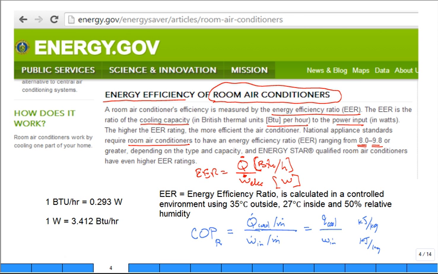What is the relationship between this EER and the COP, refrigeration? To go back and forth between them, you need to know this unit conversion factor right here. You can either write it this way or this way. It's the same unit conversion factor. So 1 BTU per hour is 0.293 watts, or 1 watt is 3.412 BTUs per hour.